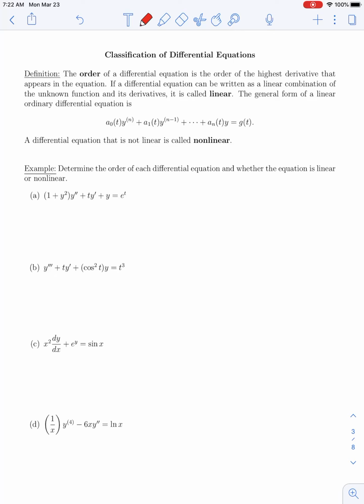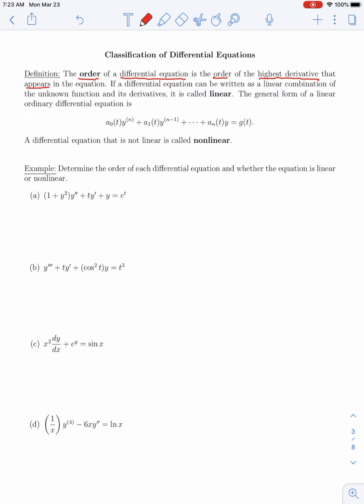So let's review the concept of order. We would say the order of a differential equation is the order of the highest derivative that appears in that equation. So if we had an equation involving up through the second derivative, that would be a second order differential equation. If we had a differential equation that involved up through the first, say, 5 derivatives, it would be a fifth order equation, and so on.